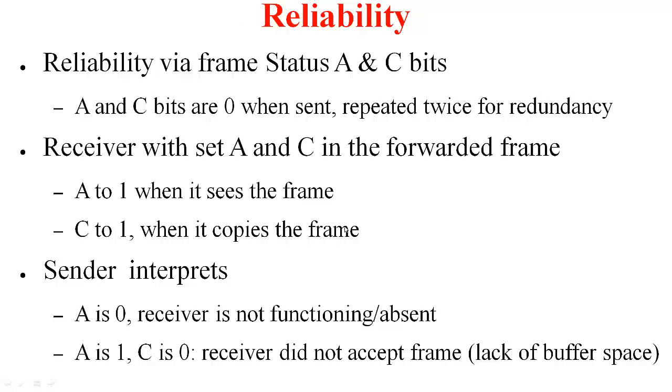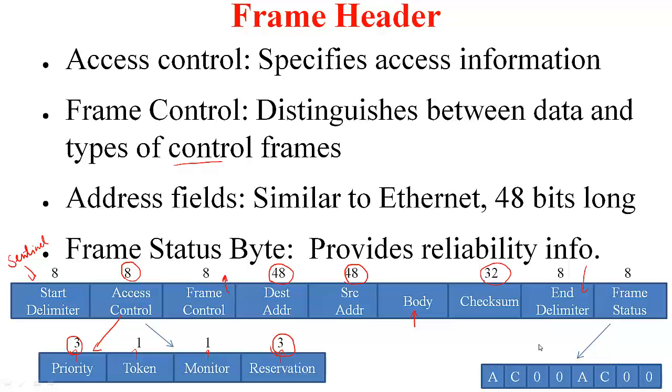Another service that token ring provides is reliability. Remember, Ethernet does not provide any reliability, but here there is a mechanism for the receiver to indicate to the sender whether it received the frame correctly or not. And this is handled through the frame status bits A and C. So this frame status byte is at the end of the frame, and they are repeated twice here just for redundancy purposes.